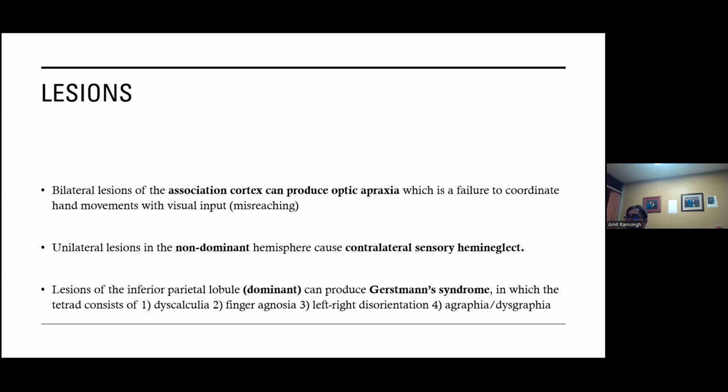Unilateral lesions in the non-dominant hemisphere could cause a contralateral sensory hemi-neglect. And very importantly, lesions in the inferior parietal lobule in the dominant hemisphere could produce what we call Gerstmann syndrome, which is a tetrad consisting of dyscalculia or acalculia, finger agnosia, left-right disorientation, and agraphia or dysgraphia, which is inability to write or difficulty writing.